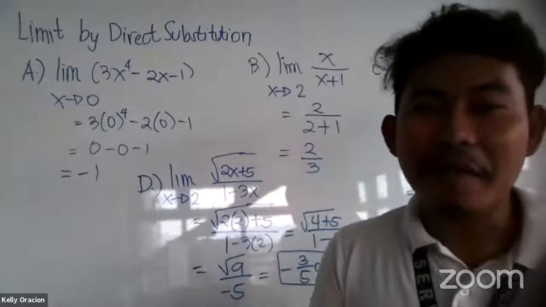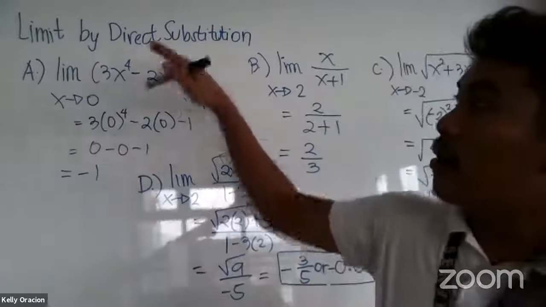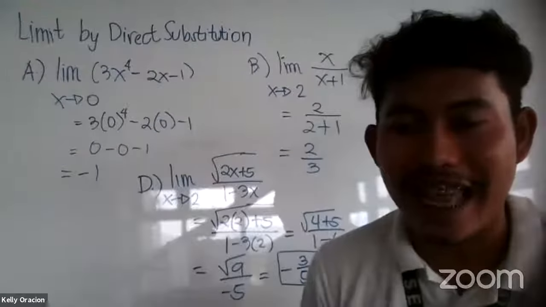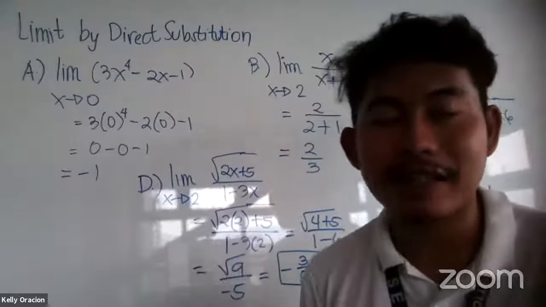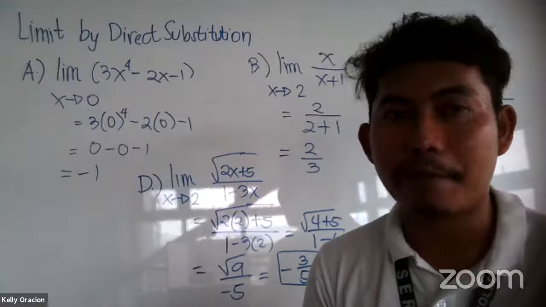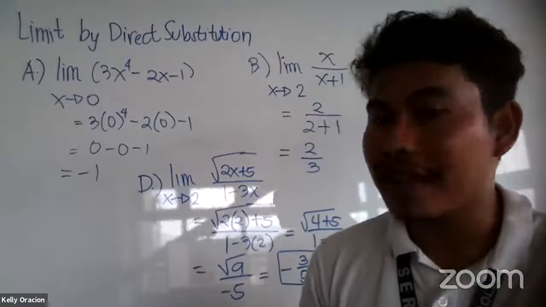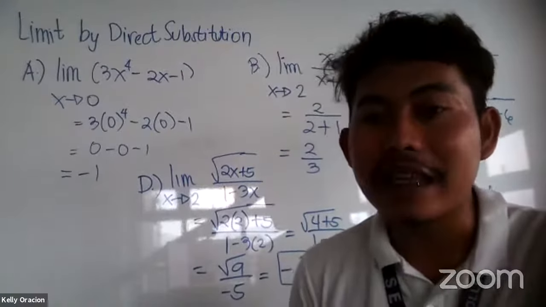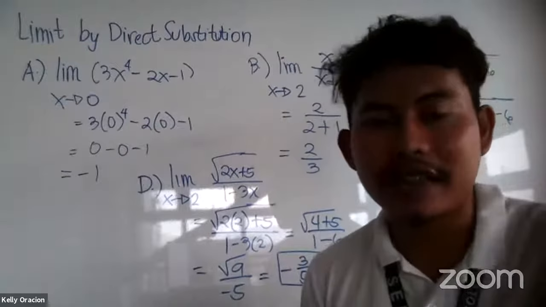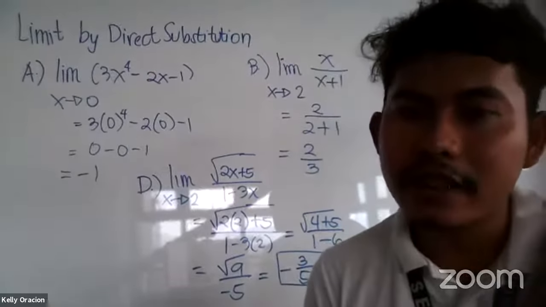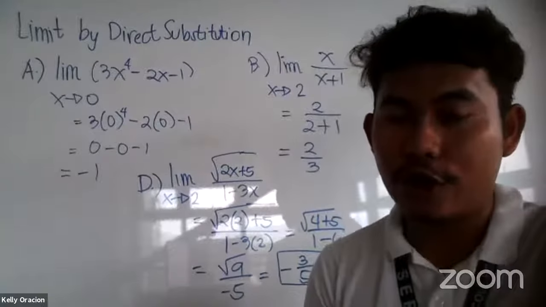Again, if your denominator will turn to 0, do not conclude directly. Direct substitution is not applicable. You can perform factorization or conjugation. Pero pag hindi siya maging 0, that means you can apply direct substitution. Again, pag hindi maging 0 ang denominator, you can perform direct substitution. So, ganun lang.